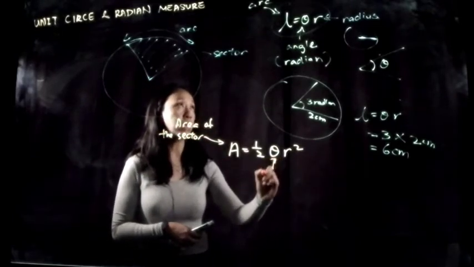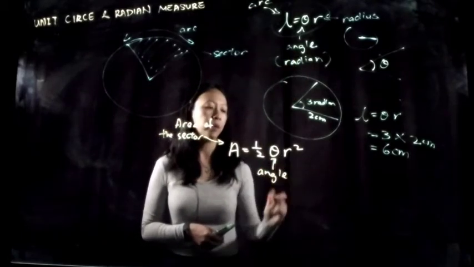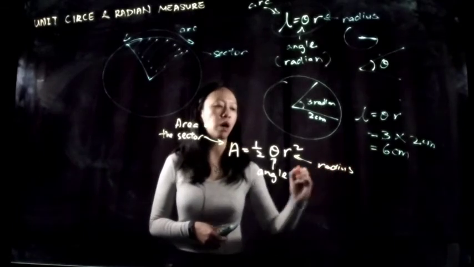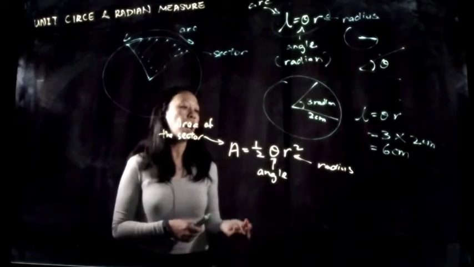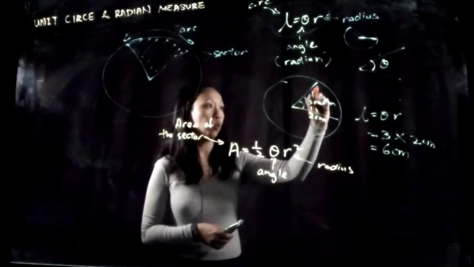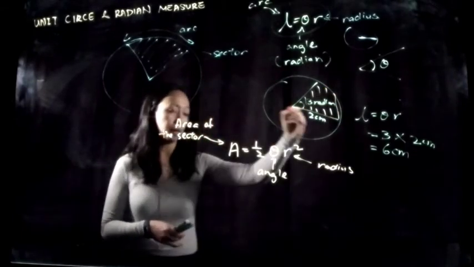Theta, the same as the previous one, is still the angle in radians, and r will be the radius, but this time you need r squared. So using the same circle, how do we calculate the area of the sector? The area of the sector that we are talking about is this one. So how do we calculate this piece?